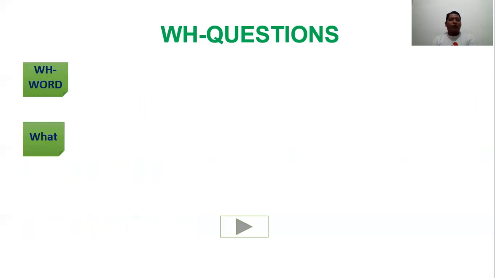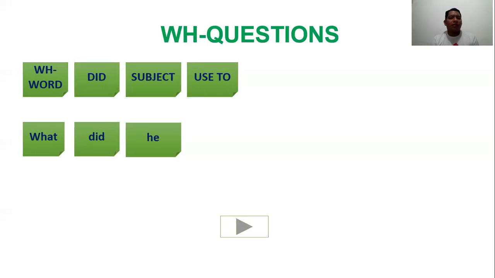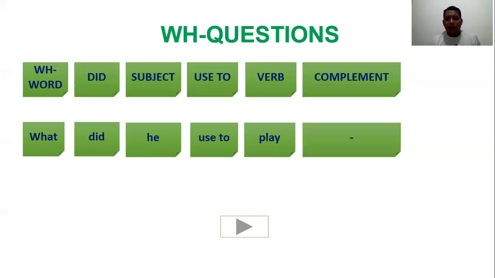Now it's time to finish with WH questions, and we're going to start with a WH word that can be what, where, how, and so on. There are more, and then we continue with the auxiliary for the simple past. It's "did." Then we have the subject. In this case, we use he, but remember that "did" is the same auxiliary for all the subjects. Then we have "use to." We continue with the verb, the complement, and the question mark.